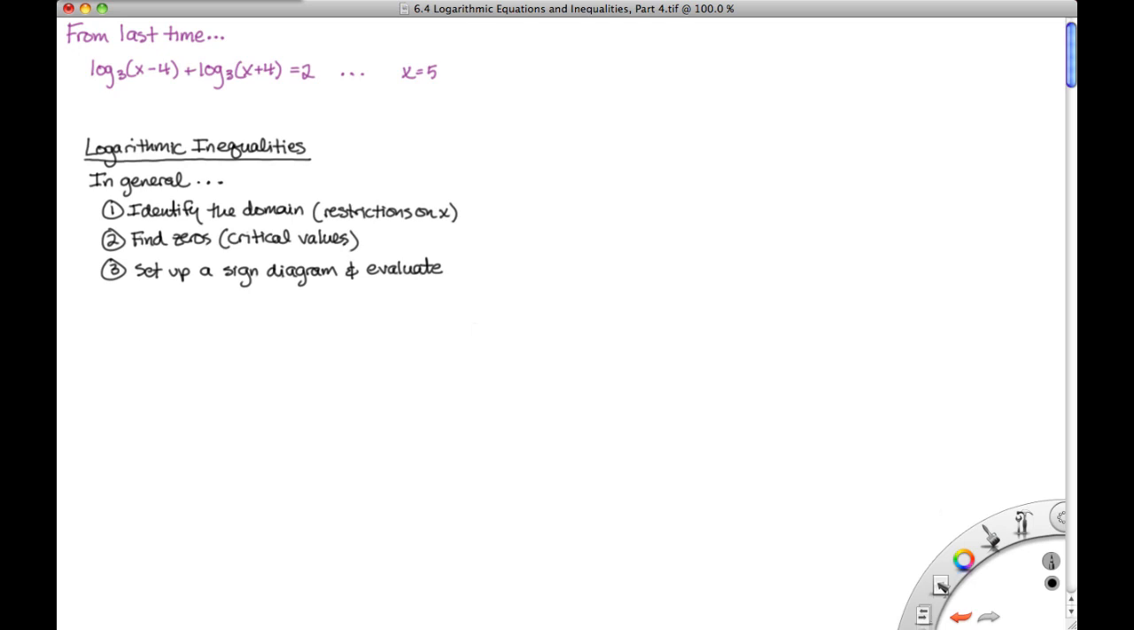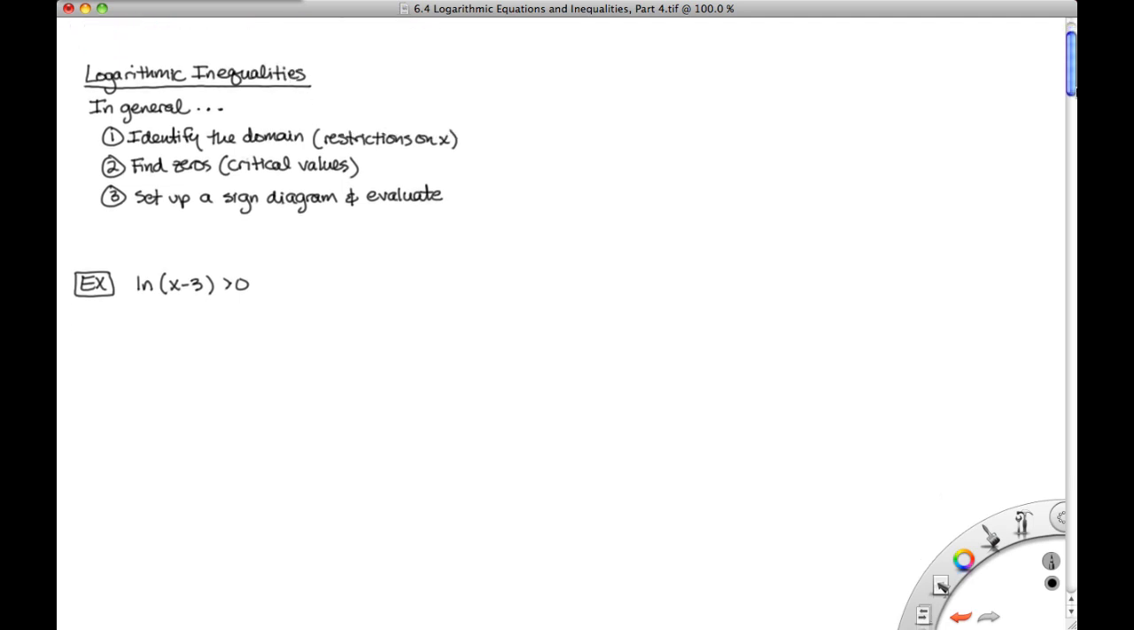Once we can do that, then we're going to go ahead and find our zeros or our critical values. These are going to be the skills that we just learned in the first 3 videos implemented here. And then lastly, we'd set up a sign diagram and then evaluate the inequality. And that's going to be a lot of the skills that we've picked up over the course of the semester with solving inequalities. So that's going to be the basic setup. So let's try a couple of examples and see how those work.